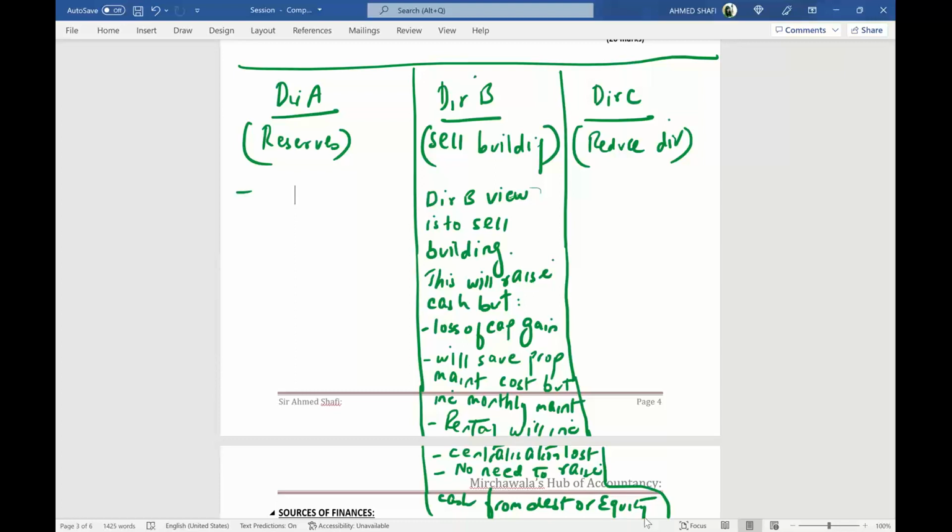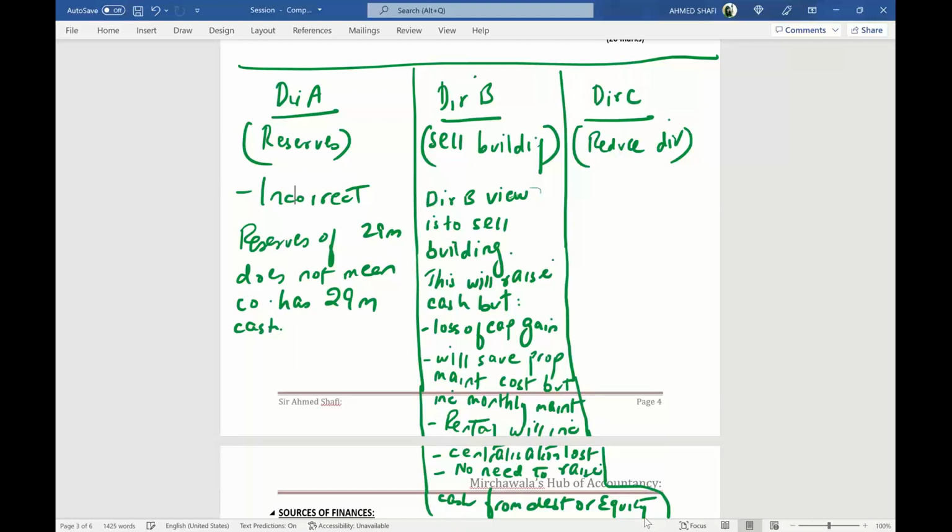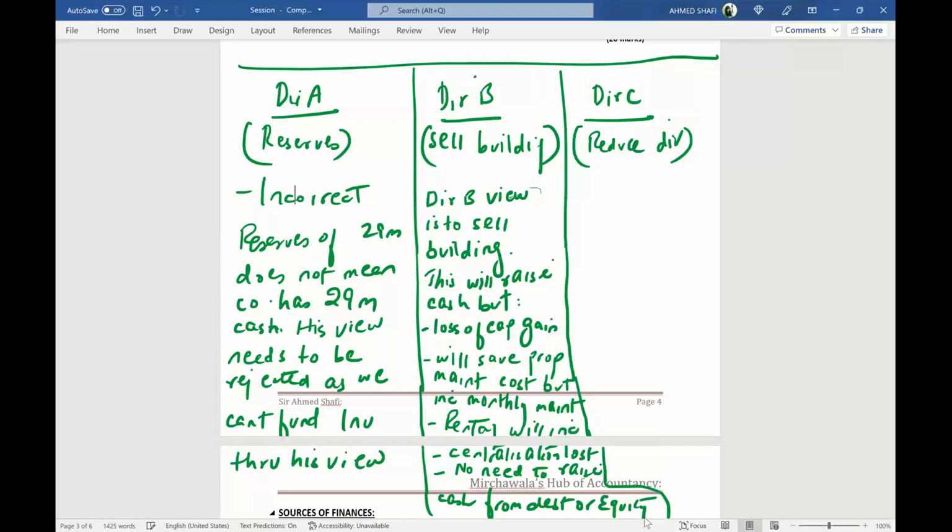His view is to use reserves of 29 million to fund this. Now, his view seems completely incorrect, because reserves of 29 million does not mean the company has 29 million cash, right? Reserves doesn't mean you always have that cash available. So how will you fund this investment? You need 25 million. Reserves may be non-cash as well. So his view needs to be rejected, as we can't fund the investment through his view.